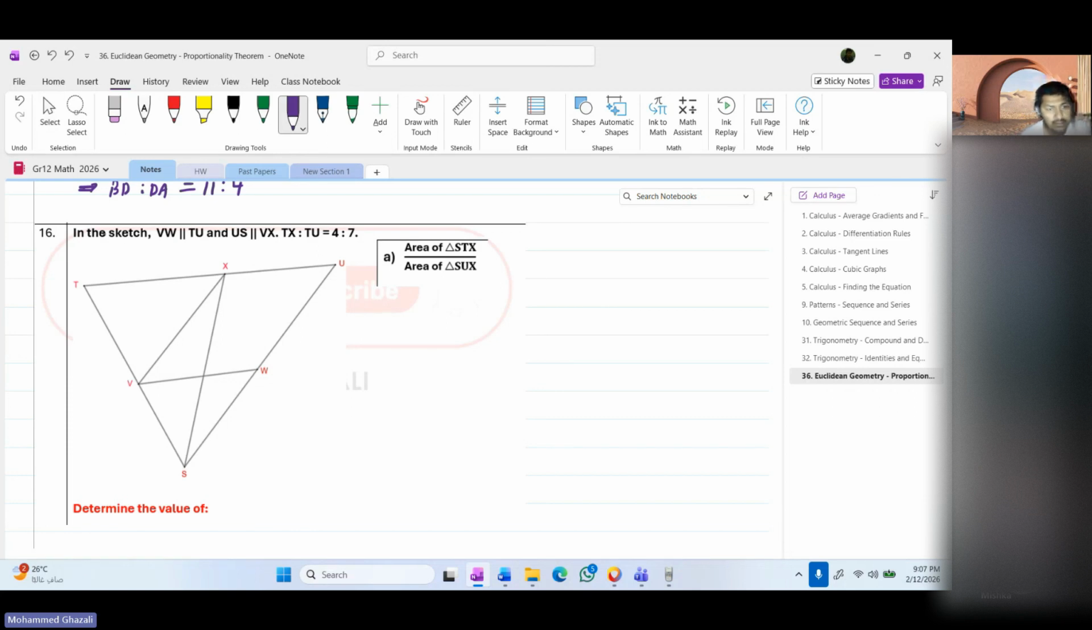In the sketch, VW is parallel to TU. Make sure you put the parallel lines because there are many triangles here. I can see SXT, TSX. Then I can see USX. And then I can see another parallel here, the entire big one. So I can see three different proportionality triangles. Okay.